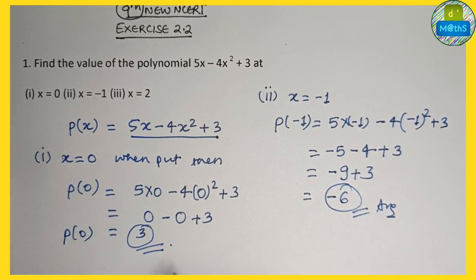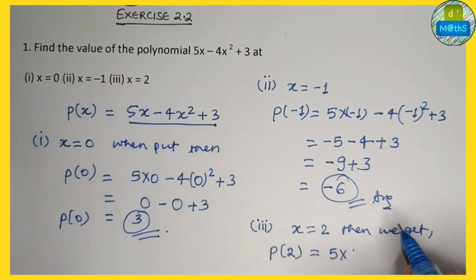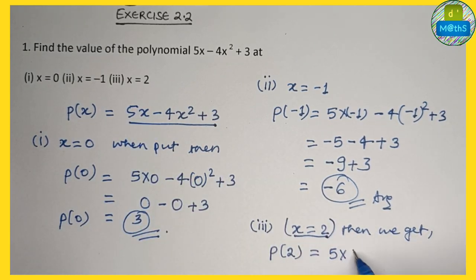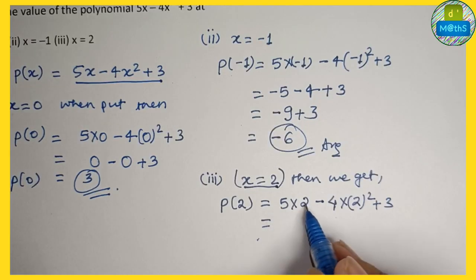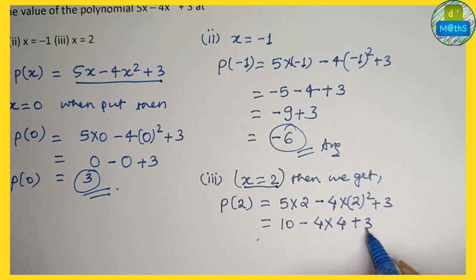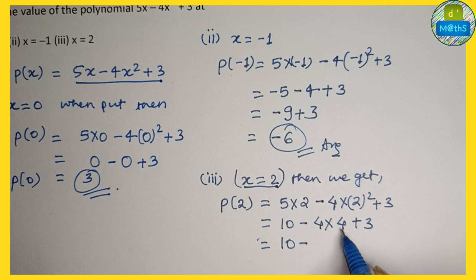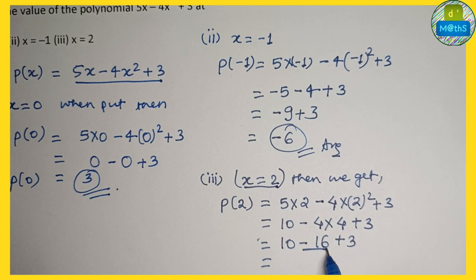Now at x equals 2. So the polynomial at value 2 will be 5 into x. At the place of x you will write 2, because you are finding the value at x equals 2. So 5 into 2, then there is a sign of minus, then 4 into x square means 2 square, then there is a sign of plus 3. Then this will be 5 into 2, 10, minus 4 multiplied by 2 square, which is 4, then plus 3. Then this will be 10 minus 4 into 4, how much, 16, then plus 3. So 10 minus 16 plus 3. So positive terms will be added up and negative ones will be subtracted. The sign before the term is considered the term's sign.